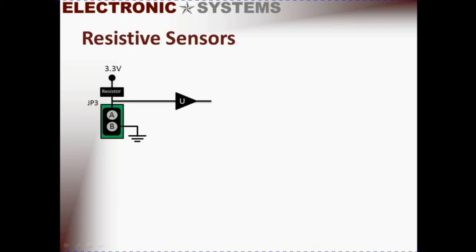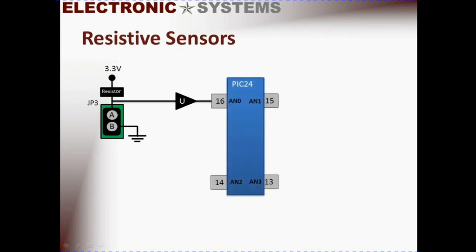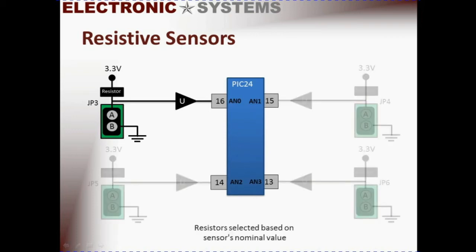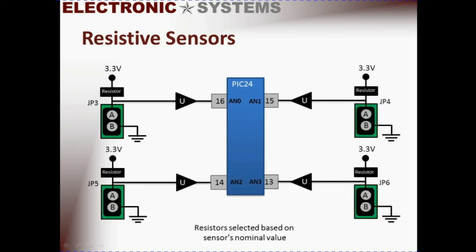A voltage divider network can be created using an onboard resistor and a resistive sensor, in this case plugged into JP3. The voltage, changing from 0 to 3.3 volts, is passed through a unity gain amplifier into pin 16 in this case, which is configured as an analog input on the PIC-24. In total, there are 4 of these circuits in the system. The value of the resistor is chosen based on the nominal value of the resistive sensor being used.